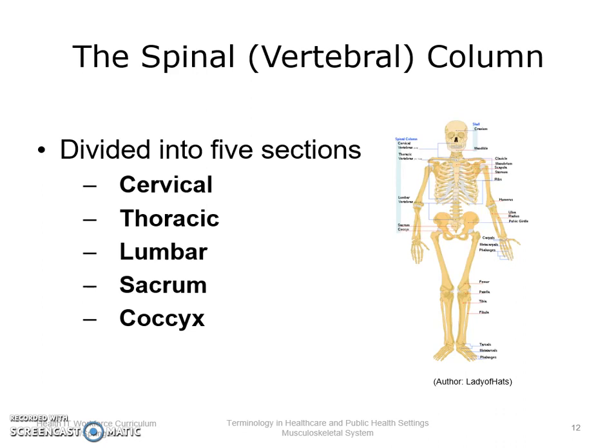The cervical vertebrae are in the neck. The thoracic vertebrae are in the chest. The lumbar vertebrae are in the lower back. The sacrum is a group of 5 fused vertebrae distal to the lumbar vertebrae, and the coccyx or tailbone is a group of several small fused vertebrae.